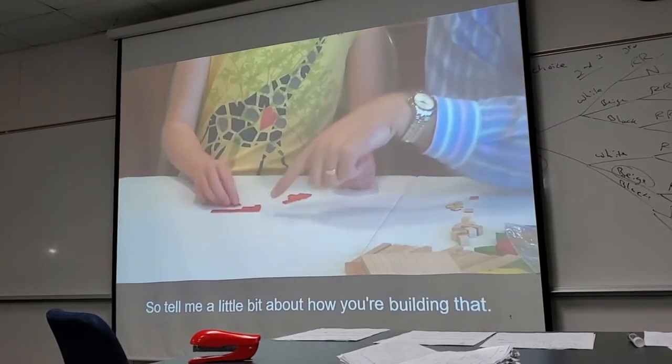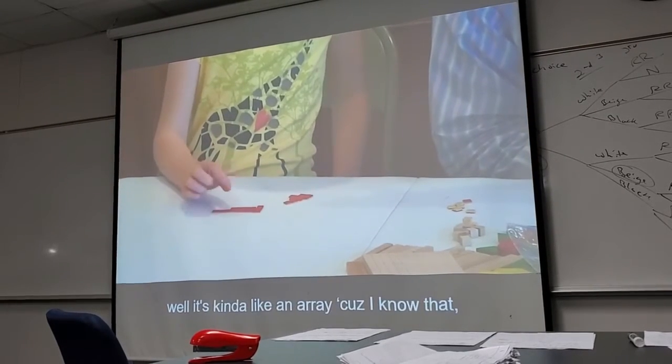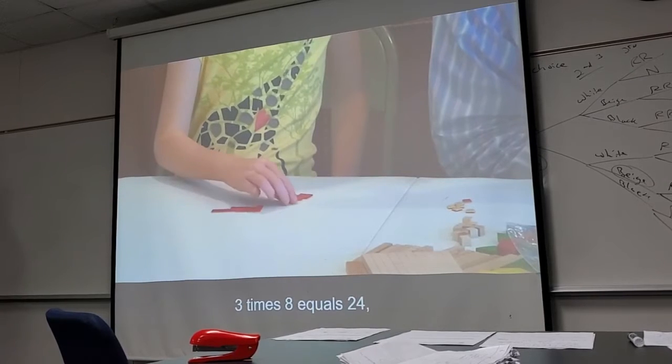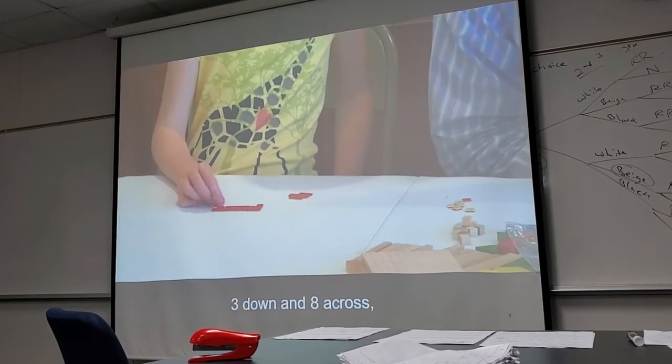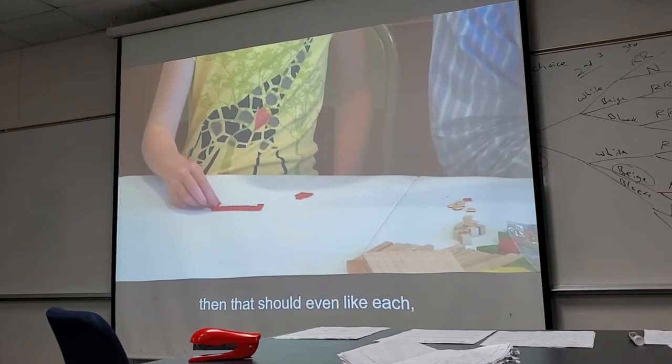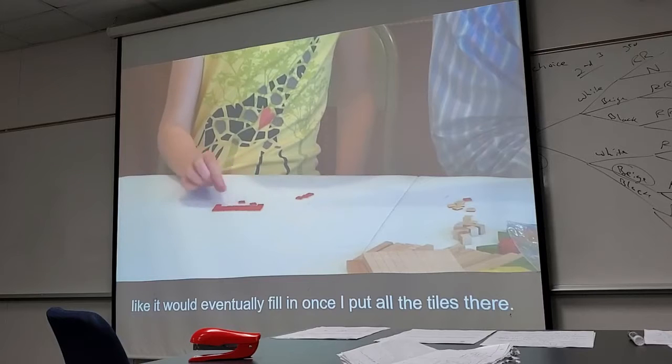So tell me a little bit about how you're building that. You built this side and then you built this side. What were you doing? Well, it's kind of like an array because I know that 3 times 8 equals 24. So if I put 3 down and 8 across, then it should eventually fill in once I put all the tiles there.